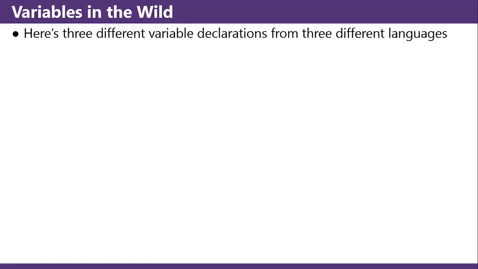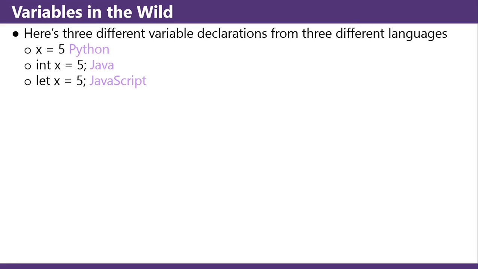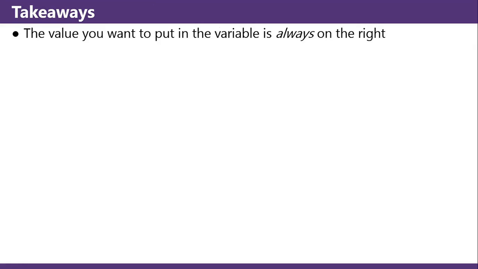Here are 3 different variables from 3 different languages, variable declarations. x = 5, that's from Python. int x = 5, that's from Java, and let x = 5, that's from JavaScript. The value you want to put in the variable is always on the right. Why? You'll see that in a couple of slides.